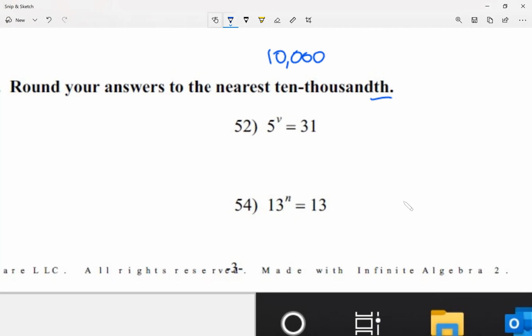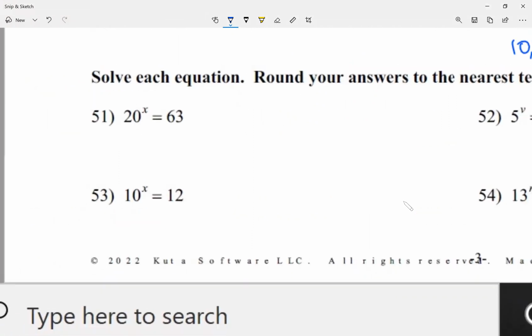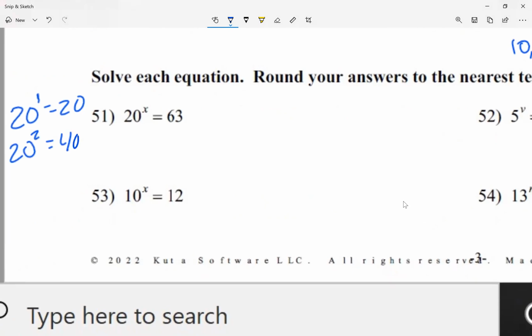Okay, so now that we have that cleared, our answers are gonna be decimals. I wanna know what's the value of x. Now, I cannot just guess, because I know 20 to the 1 is 20, and 20 to the second power is 400. Now I want to know what value of x gives me that 20 to the x is equal to 63. I'm not going to be able to just guess.